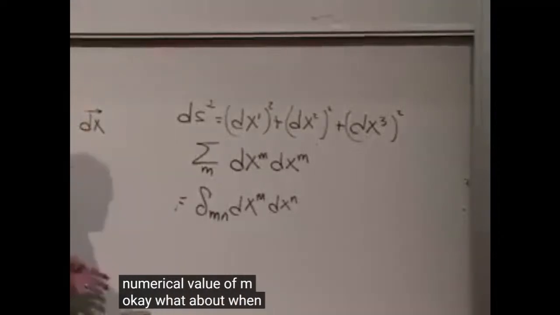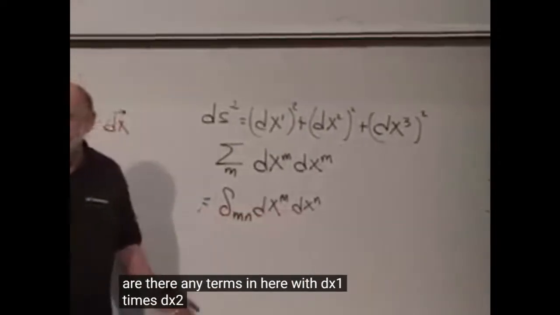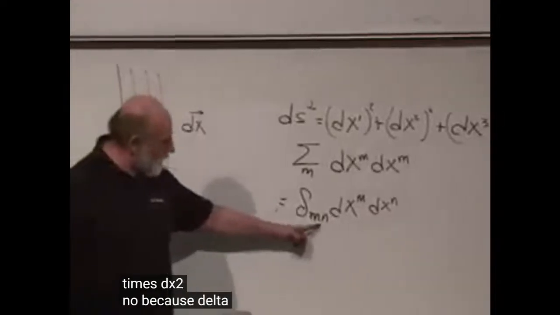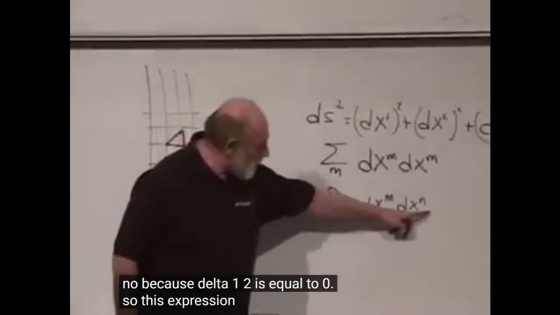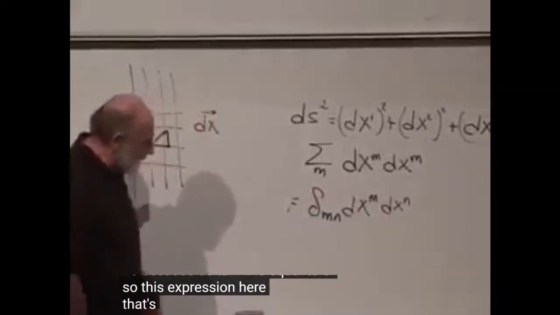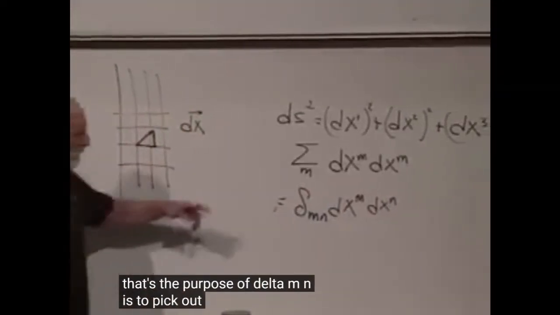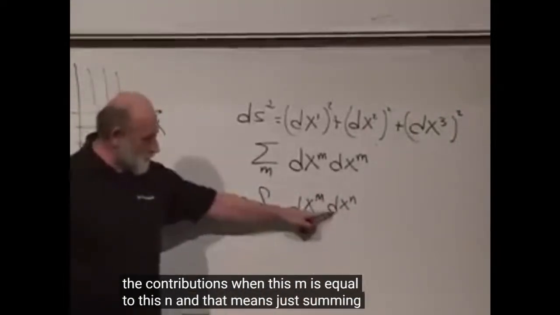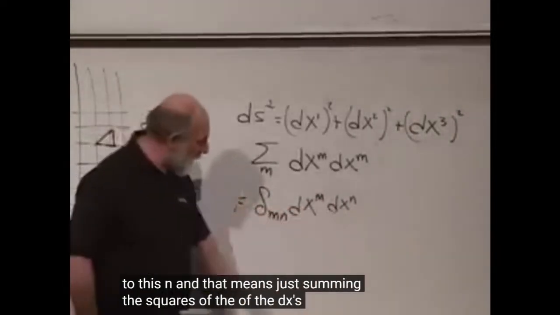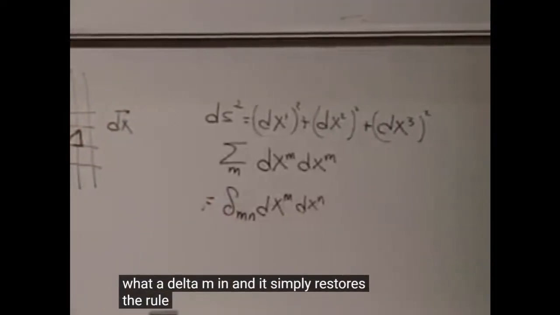Okay? What about when m is not equal to n? Are there any terms in here with dx1 times dx2? No, because delta 1,2 is equal to 0. So the purpose of delta mn is to pick out the contributions when this m is equal to this n, and that means just summing the squares of the dx's. That's what delta mn does, and it simply restores the rule.